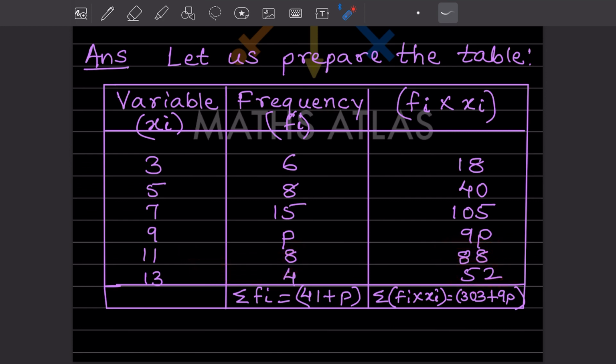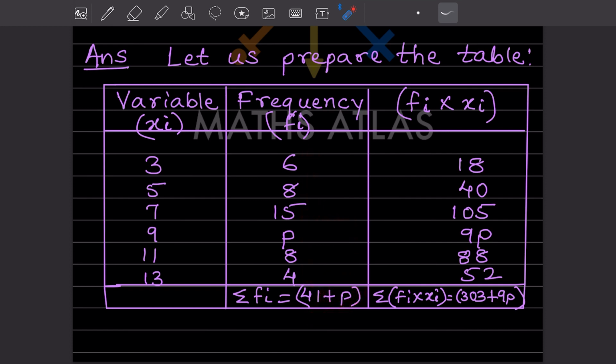So what are you going to do? This sign indicates the summation. So we have the summation of fi. You add all these and you get 41, and then plus p, because we don't know what number is here, so we'll put a separate p.